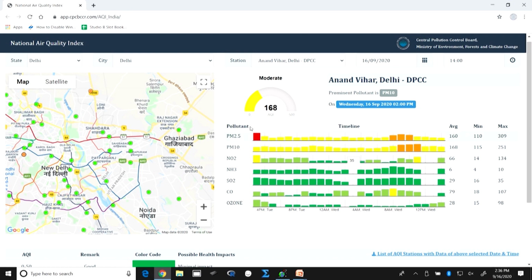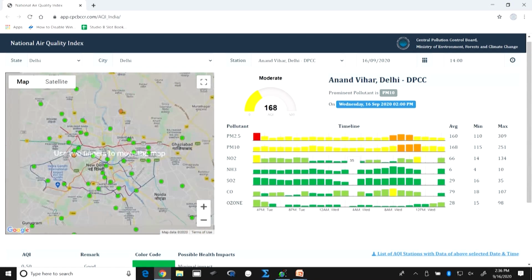So, what do we have here? Anand Vihar, where is that? I believe that is somewhere in Delhi, I guess. Is this Anand Vihar? Okay, let me just try to look at that in greater detail.